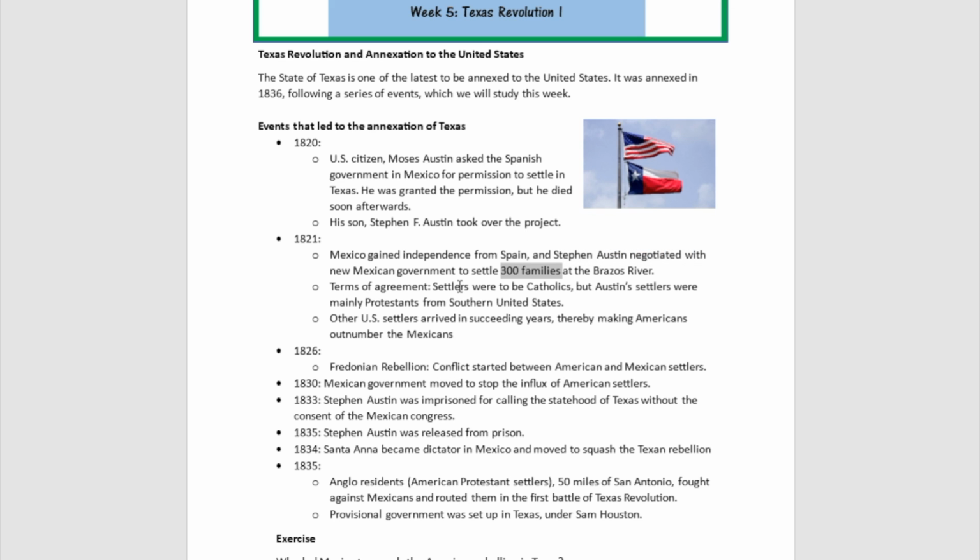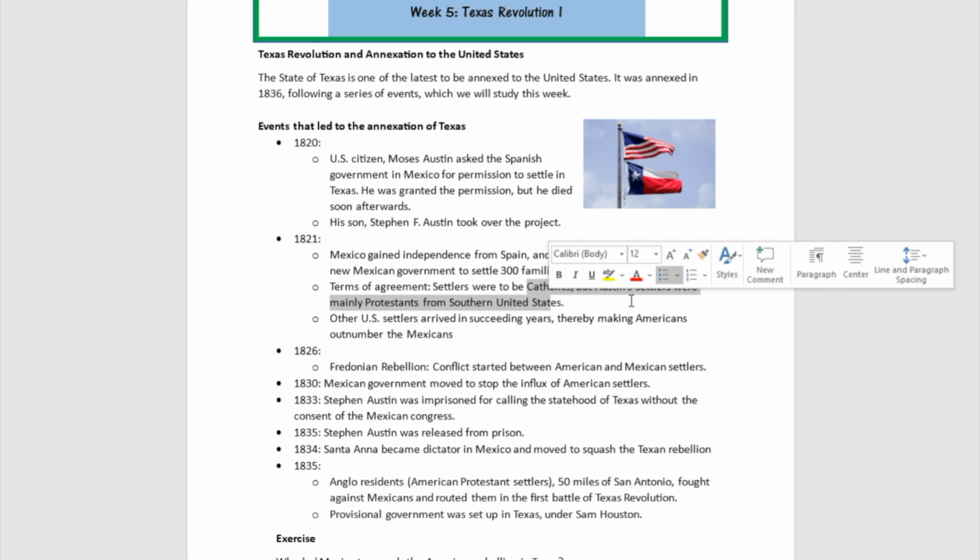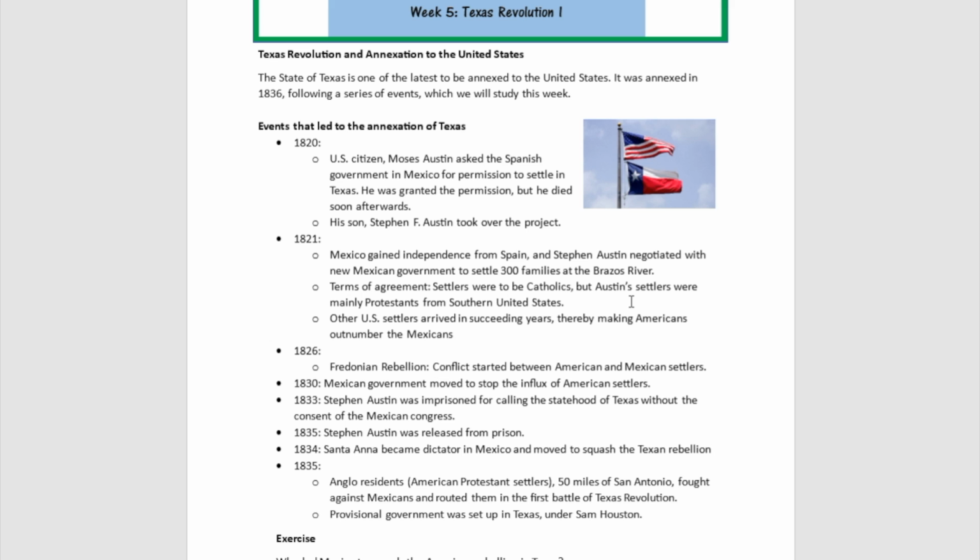And the terms of agreement were that the settlers were going to be Catholics, but Austin's settlers were mainly Protestants from the southern United States, but they were forced to become Catholics, maybe under the guise of wanting to comply. They became Catholics, but at the back of their hearts, they still wanted to carry on with their denominations like the Anglicans and the Methodists. But other U.S. settlers arrived in succeeding years, thereby making the Americans outnumber the Mexicans. And that's what happened over there.